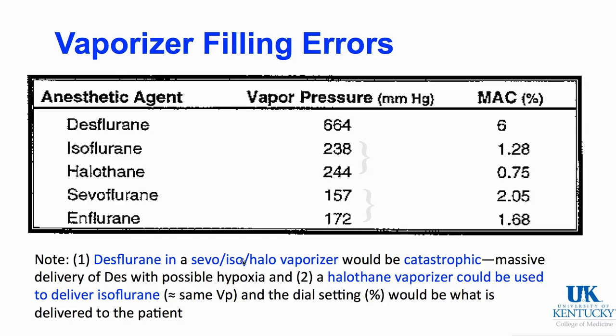Now think what would happen if you put desflurane in a variable bypass vaporizer like sevo or iso. It could be catastrophic because desflurane would just go poof up into the gaseous phase. More than 80% would be desflurane in the vapor. You get a massive overdose to the patient, possible hypoxia. So when you are asked about vaporizer filling errors, and usually this is something for the in-training exam, it's not so much a clinical problem per se, but to help you understand vapor pressure, MAC, and filling of vaporizers.